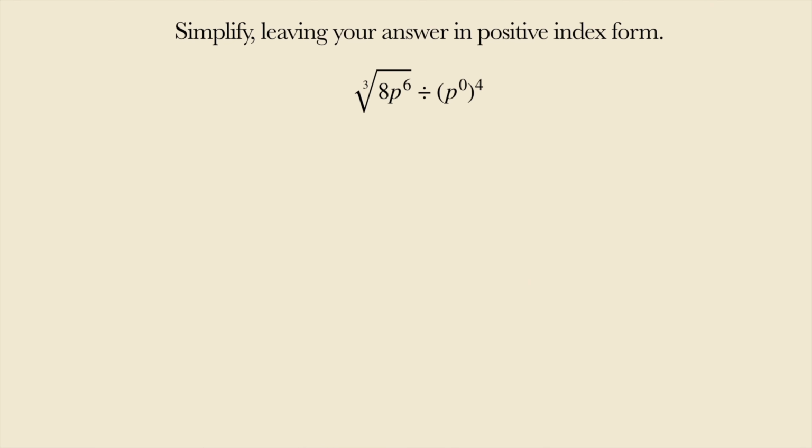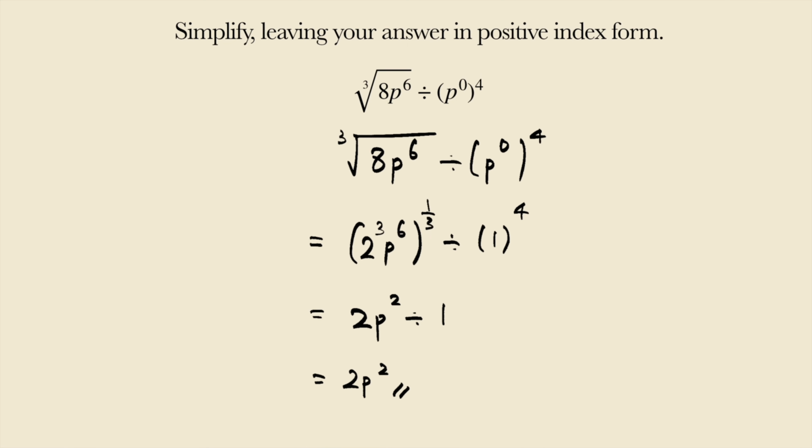Radical form, turn it to power 1/3, exponential form. So 8 turns to 2 cubed, and this cube root turns into power 1/3. And now we multiply the powers. This becomes 2, this becomes 1, power 1, power 2. Who cares about the divide by 1? We can disregard this already. So this is the final answer.